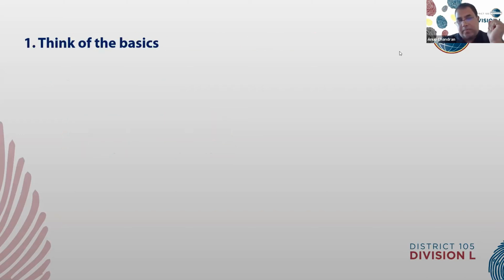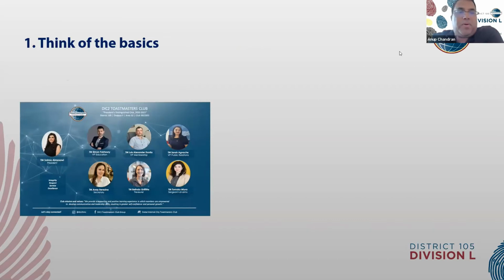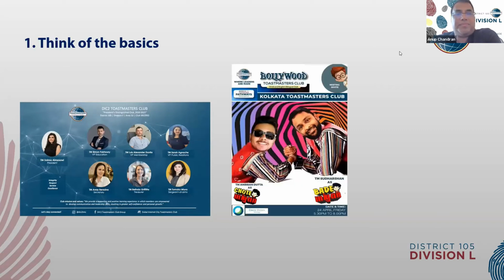So here's a couple of examples. We have a club called DIC. They are in Dubai Internet City. I like this because it's an announcement of the team, but for the background, they have picked something which is true to their identity. They are in the technology space, and most of their members are from that particular space. So I like the way they have constructed this poster.